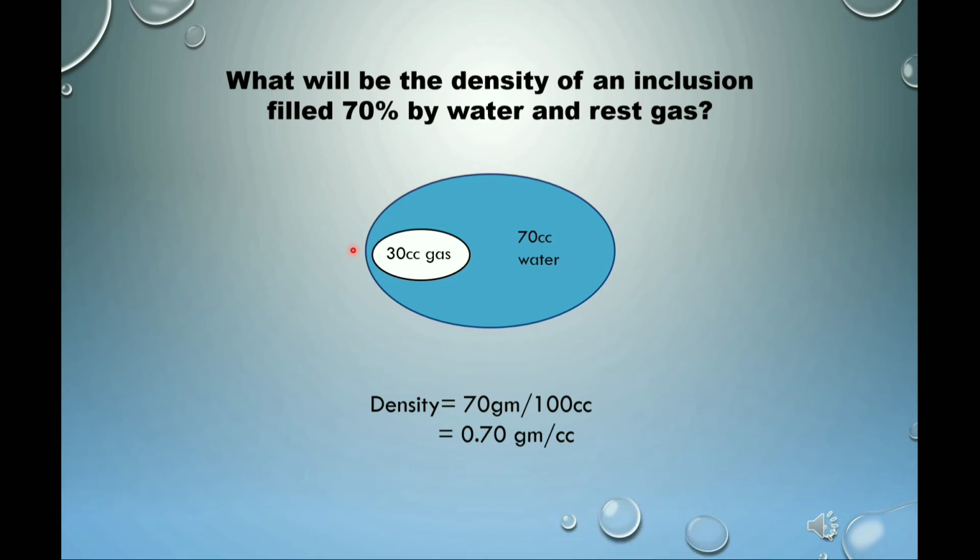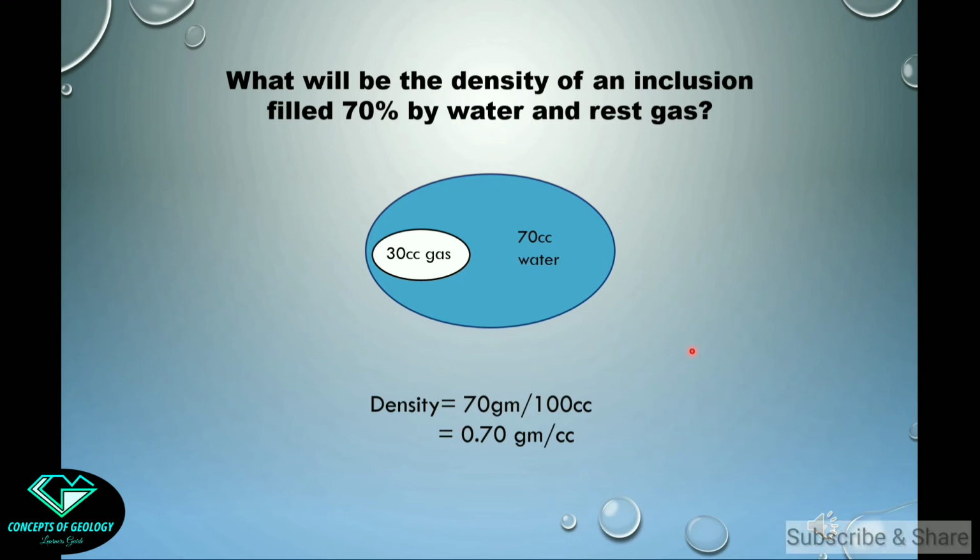So what will be the density of the inclusion? Density means the mass of the inclusion divided by the volume of the inclusion. The volume of the inclusion is clearly 100 cc, and what will be the mass? The mass is coming from the water only because this vapor phase has a negligible amount of mass. So 70 cc of water will have 70 gram of mass because water has a density of 1 gram per cc. So clearly this inclusion will have a total density of 70 gram divided by 100 cc. So this will be 0.7 gram per cc. That's why an inclusion filled 70% by water will have a density of 0.7 gram per cc.